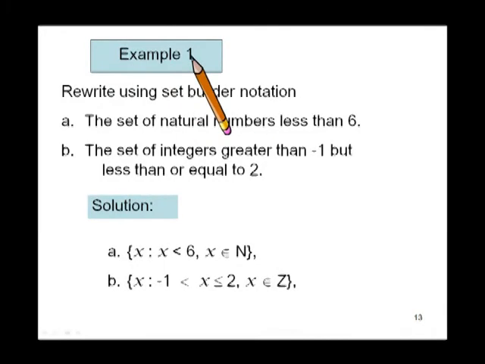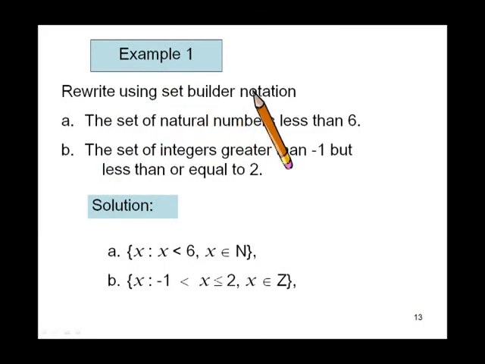Example 1. Rewrite using set builder notation. A. The set of natural numbers less than 6. B. The set of integers greater than -1 but less than or equal to 2. Solution A. B.